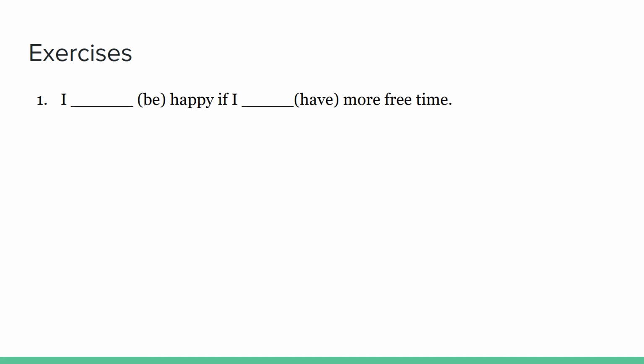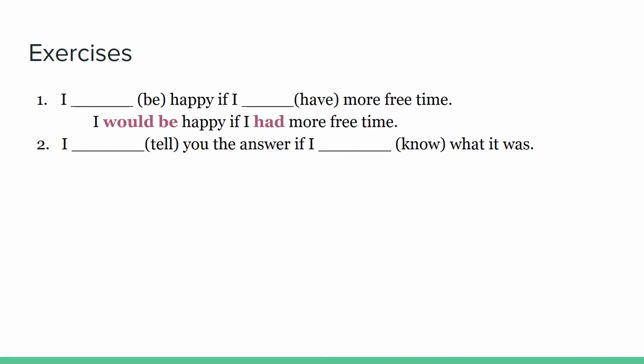Now let's do some exercises together one by one. Please read the first exercise and write the answer down. The answer is, I would be happy if I had more free time. Since she doesn't have free time right now in the present, you need to use second conditional, and this is how you form the sentence.